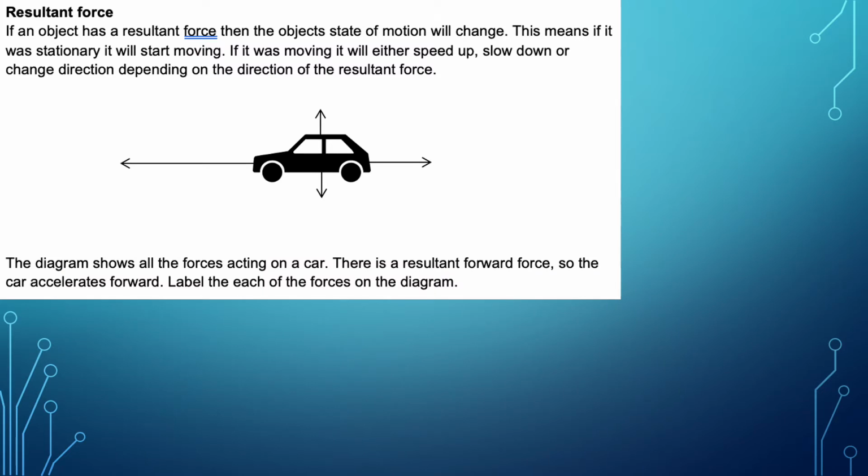So the first thing that we want to make sure that we have a very, very good grasp on is resultant force. All right, so this is a term that you have heard before in previous lessons. And if an object has a resultant force, then an object's state of motion will change.